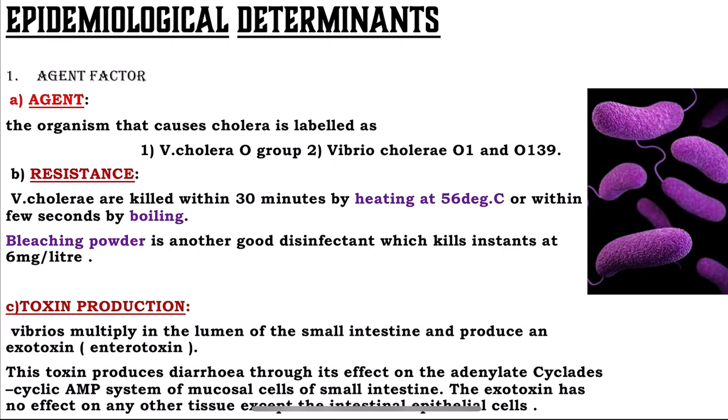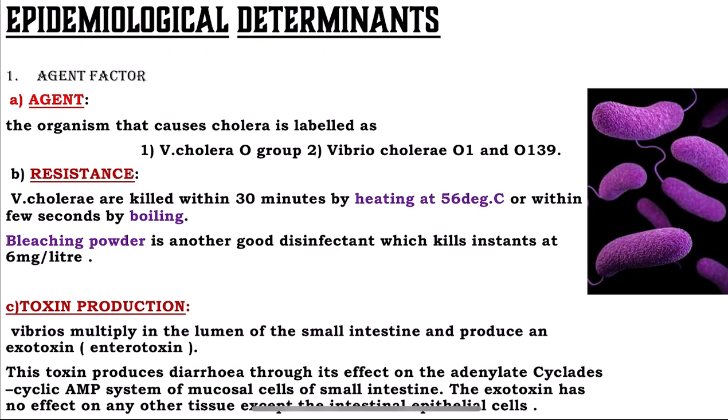Next, we move further to the epidemiological determinants, the agent factor. The organism that causes cholera is labeled as Vibrio cholerae O group, Vibrio cholerae O1 and O139. Moving further to the resistance. Vibrio cholerae are killed within 30 minutes by heating at 56 degrees Celsius or within a few seconds by boiling.